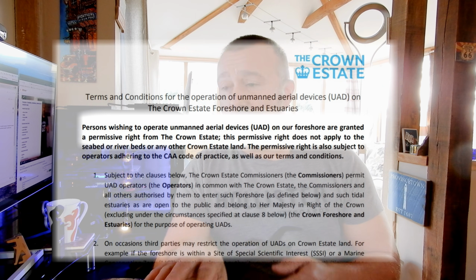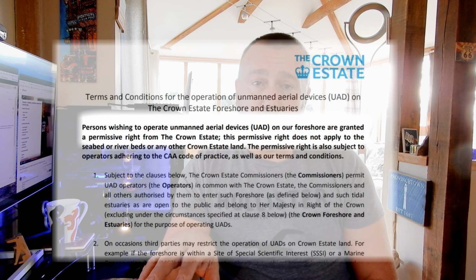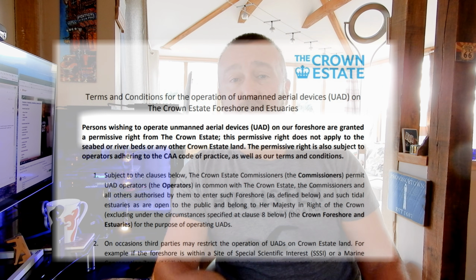But it means, for instance, most beaches are Crown Estate. They don't have bylaws prohibiting you from flying. And it means that if it's a quiet beach, you're going to be good to fly, as long as you can maintain that 50-meter horizontal separation.